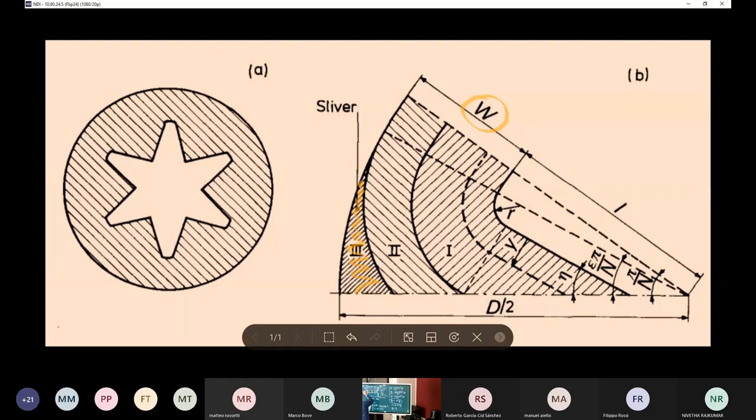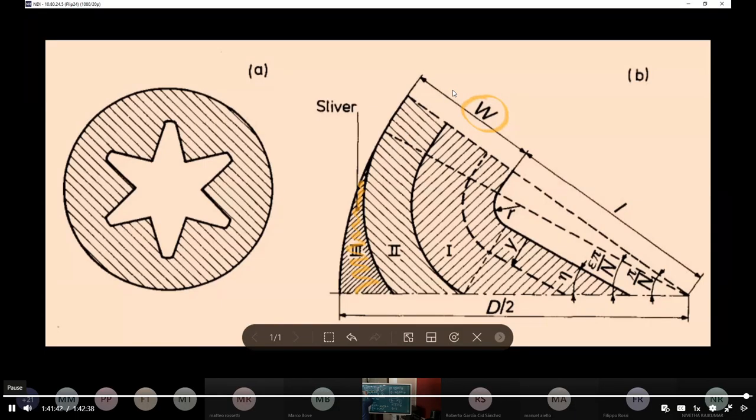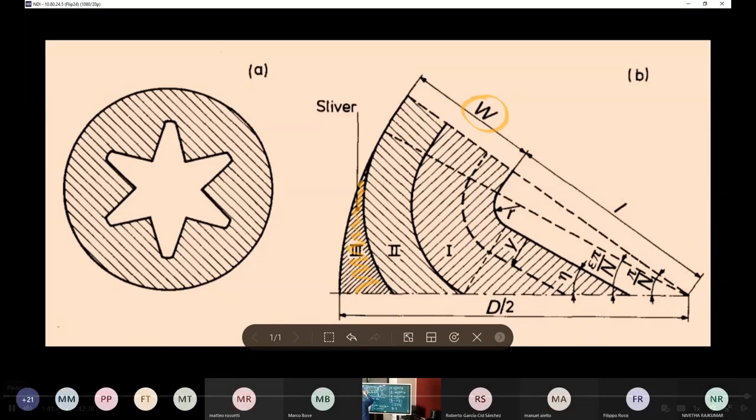So tomorrow we'll talk about the propellants, the solid propellants. Now we will see what is inside this propellant grain that we have talked about today.